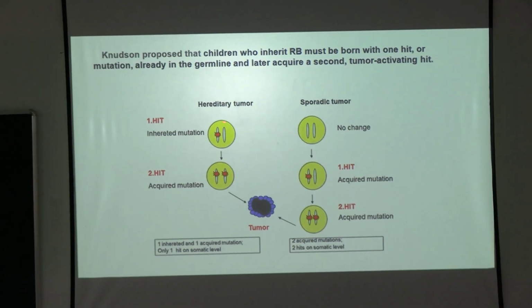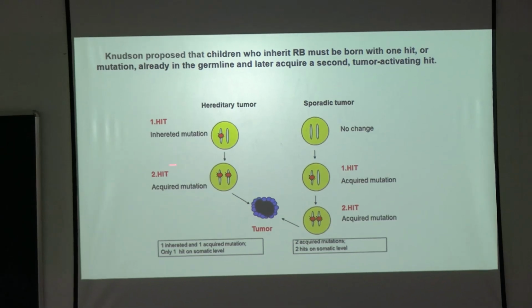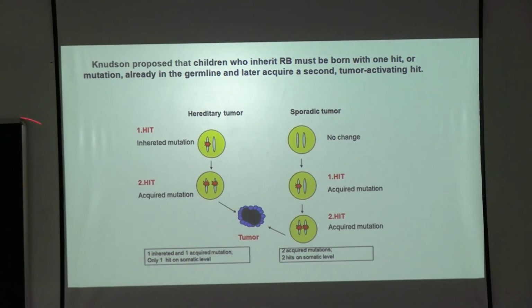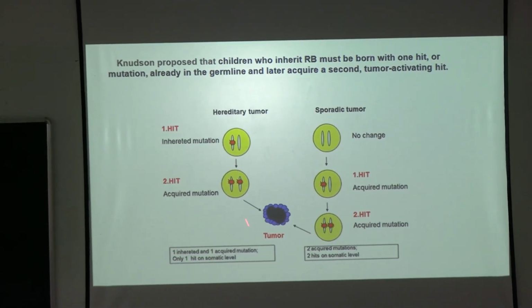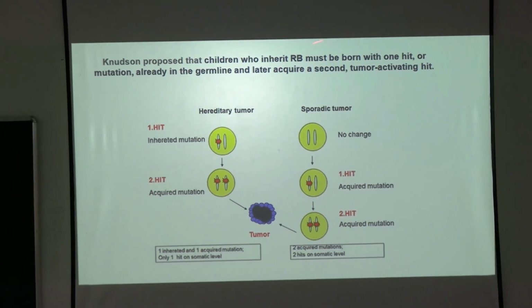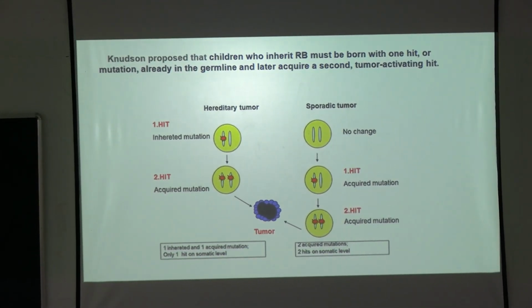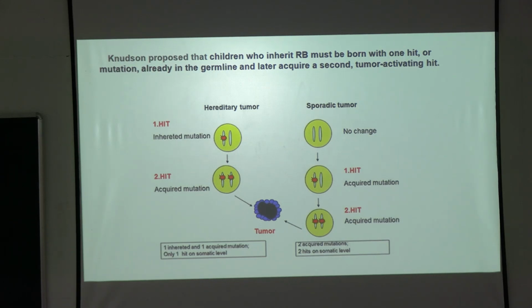If it is hereditary, they already have one mutated gene, the first hit, but when they acquire in the somatic cells another hit, both alleles are mutated, they produce tumor. If it is sporadic, these are healthy people, they don't have any RB gene mutated. But when they acquire the first hit, that is an acquired one, and the second hit is also acquired, they produce this. So, this genetic configuration you have to know for exam purposes. That is the RB1 gene; how they are responsible for this tumor progression. Clear?